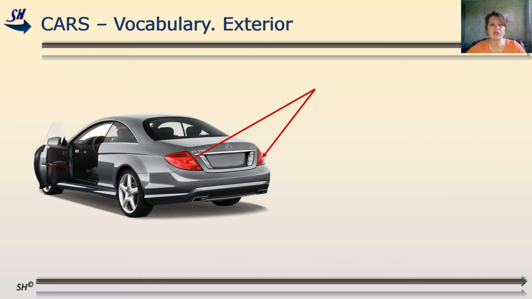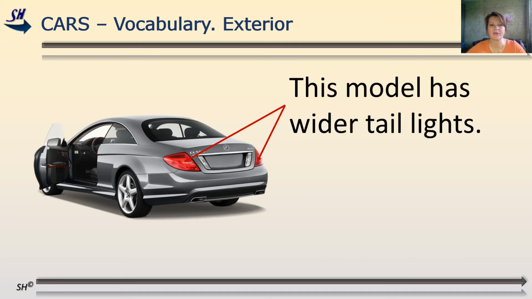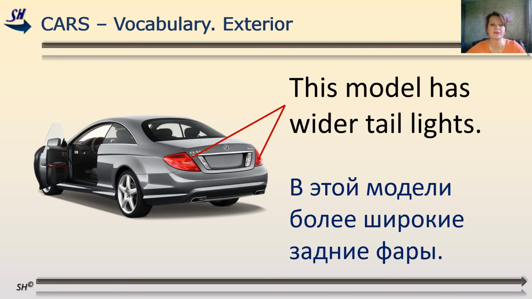The lights that show the drivers behind you what you are planning to do are called tail lights. A tail, like a dog has a tail. So the lights at the back, the rear lights, are tail lights. You can say this model has wider tail lights.